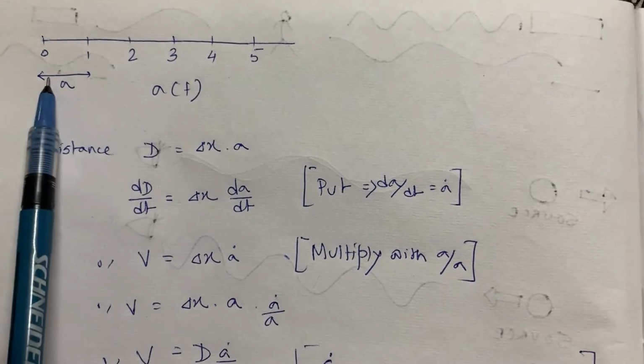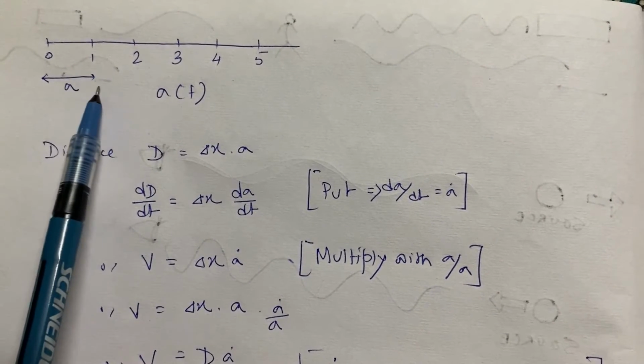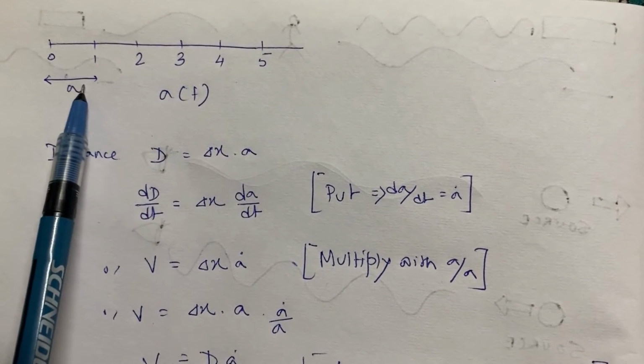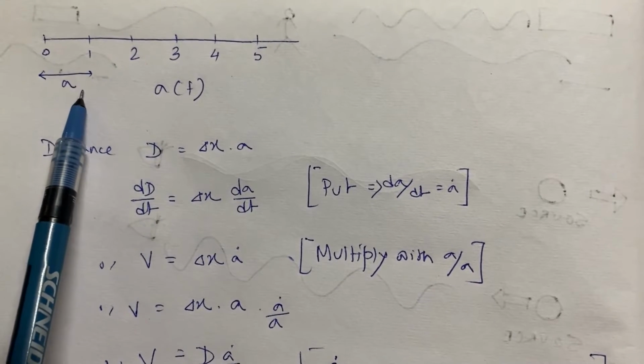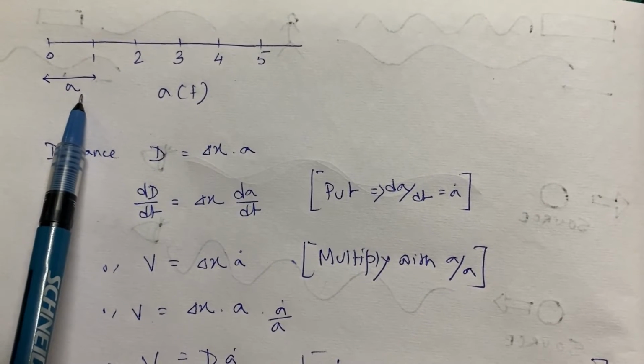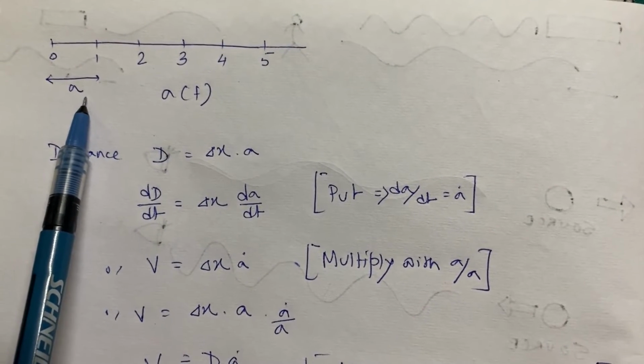Now suppose I have these points. Separation between them is A, and this is not constant. This is changing with time, as we have just discussed in the previous video.